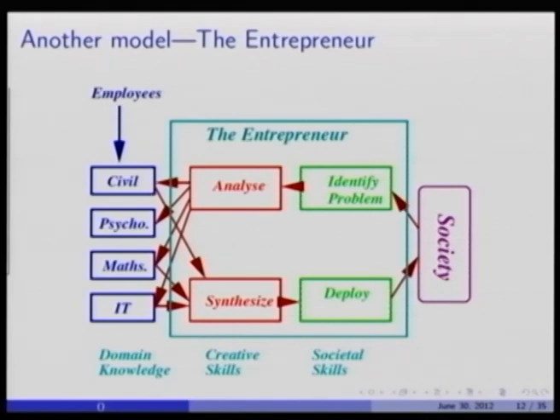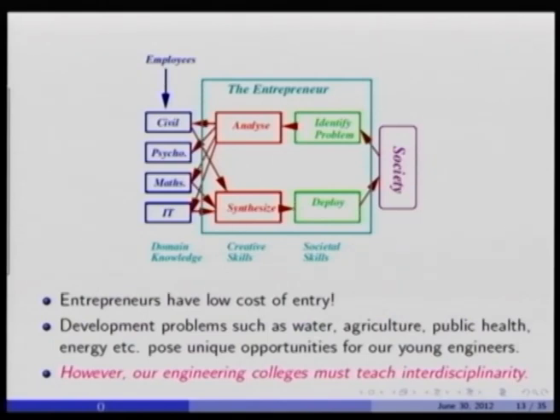So is that clear? The engineering cycle, this part is what is very crucial, right? And this part is where the employees really come from. Is that clear? The next thing is, entrepreneurs obviously have a low cost of entry, and hopefully these entrepreneurs will take up development problems. So then the question is, why are there no entrepreneurs in drinking water? And the reason is that our engineering colleges do not teach entrepreneurship at all.